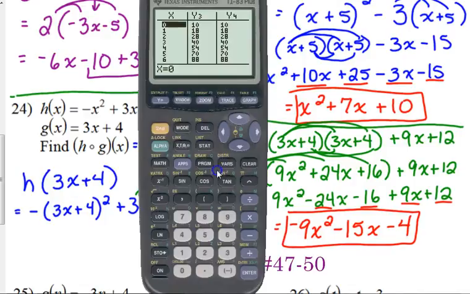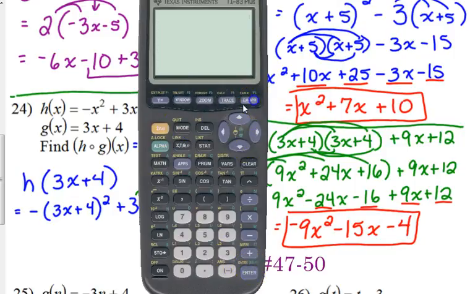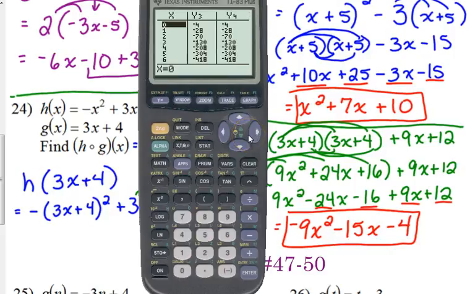Okay, let's check it. We've got negative x squared plus 3x, 3x plus 4. Keep that middle one the same. Negative 9x squared minus 15x minus 4. Look at the table. All the y values match up. Okay?